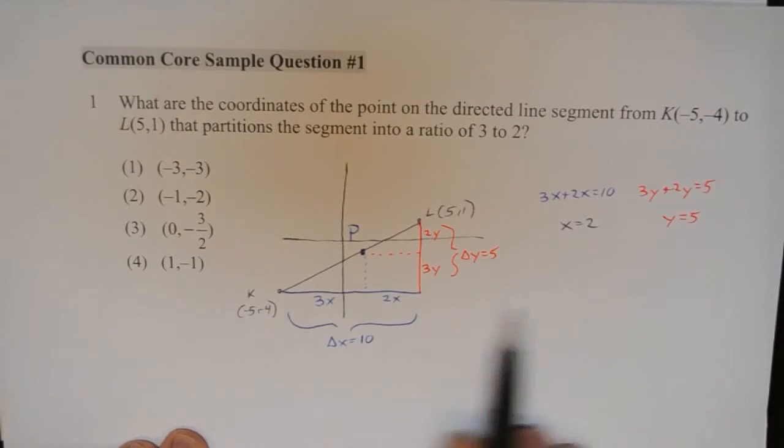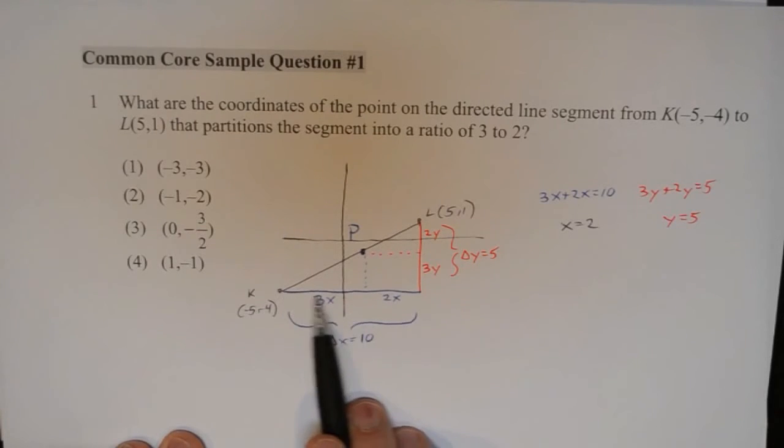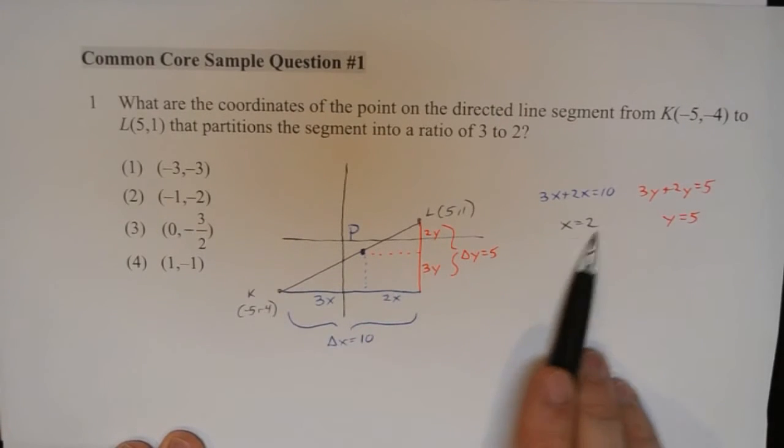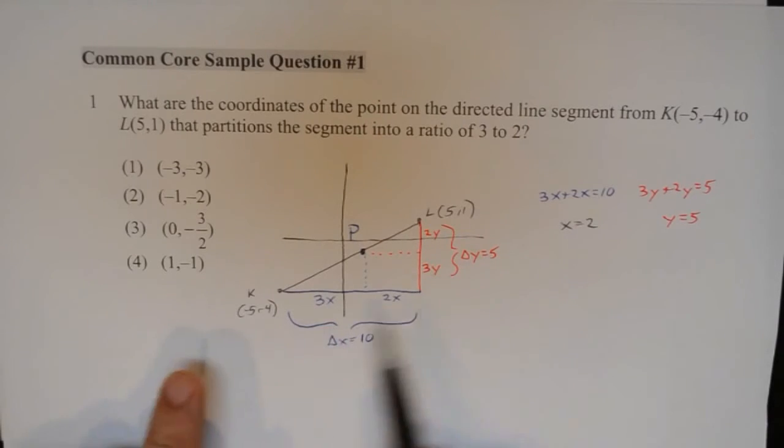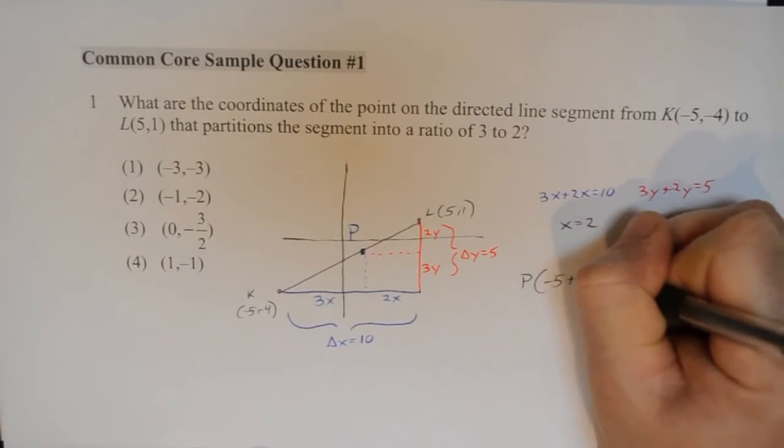And now we just have to sub back in. So to get from K to P, I have to change my x coordinate by 3 x's. In other words, by 6. So I was at -5. The new coordinate for P is going to be -5 plus 6.